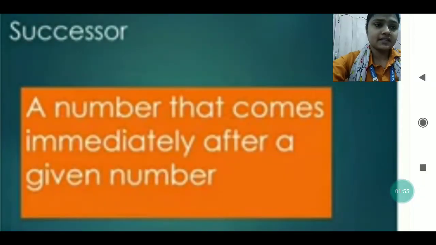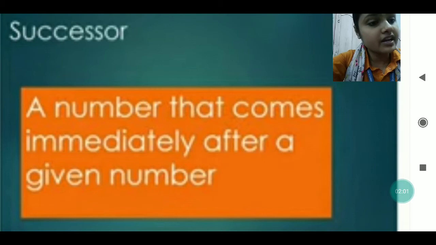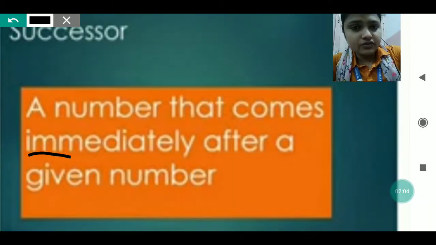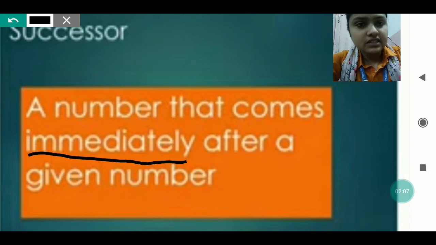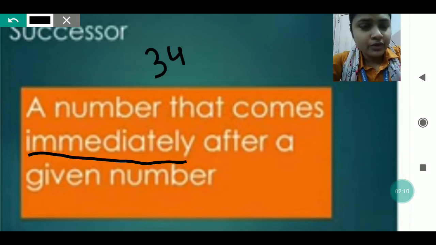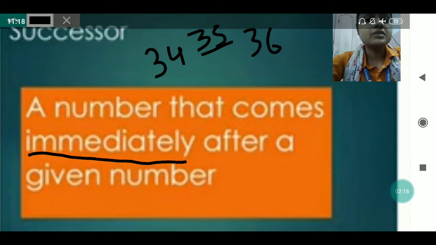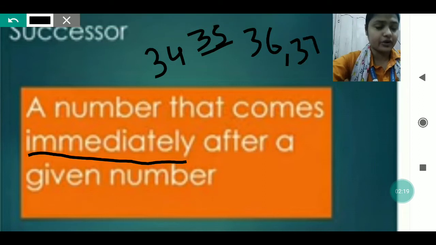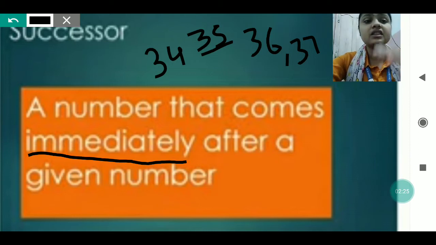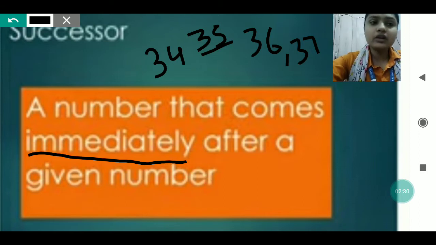This is the definition of successor. What is it? A number that comes immediately after a given number. Don't get confused with this word. Immediately means just after, my dear. Suppose 34 is written, you just have to write the number which comes just after this, that is 35. You cannot write 36. You will say, Miss, 36 and 37 also come after 34, but they do not come immediately after. After skipping one number, then 36 comes, and after 36, 37 comes. We don't have to leave any number in between. The number which comes just after is called the successor of a given number.